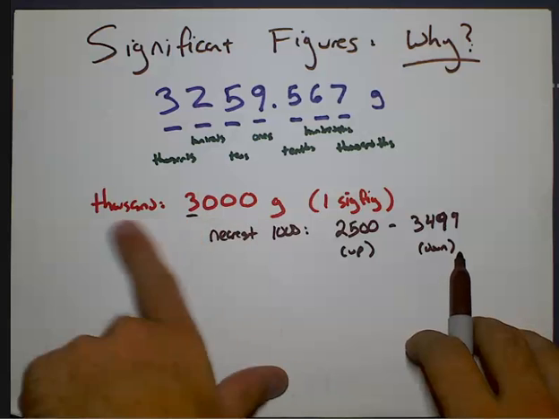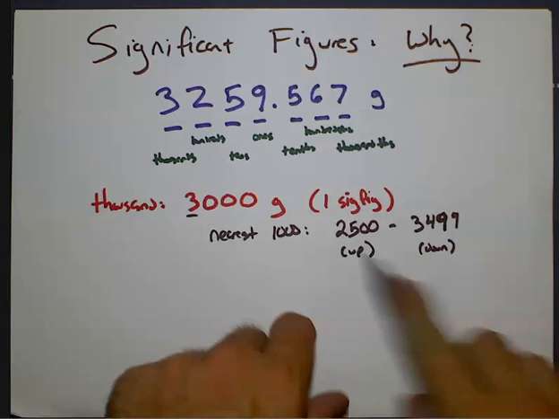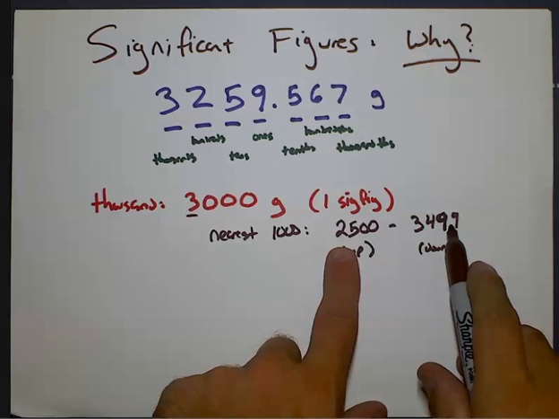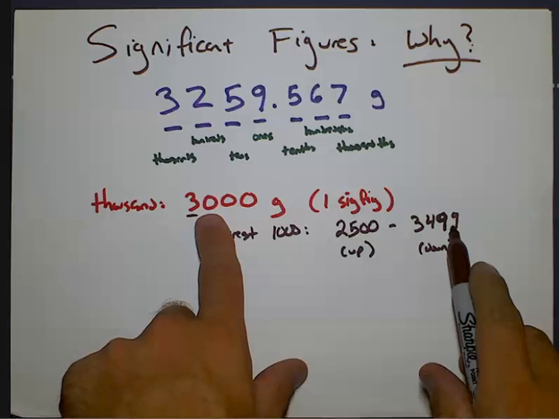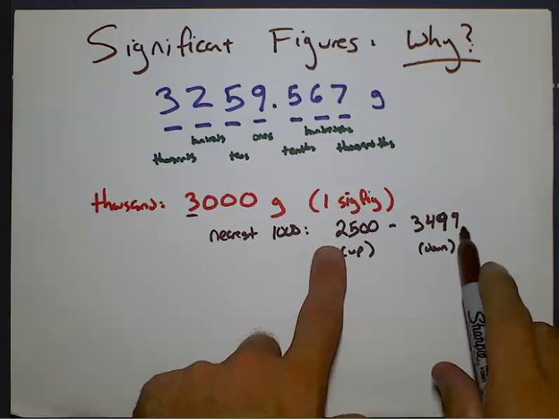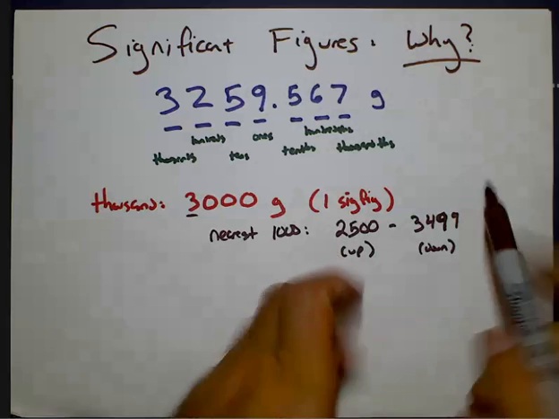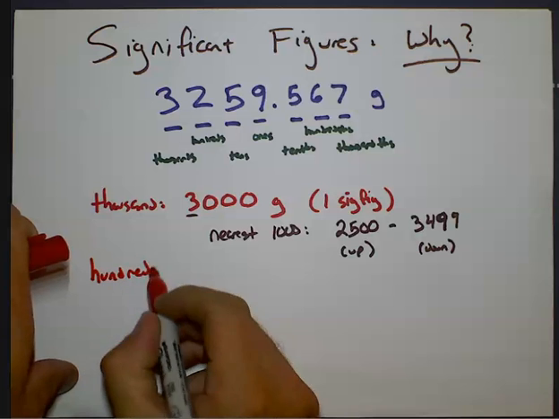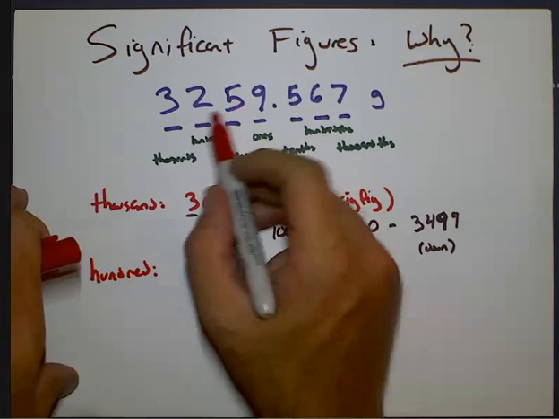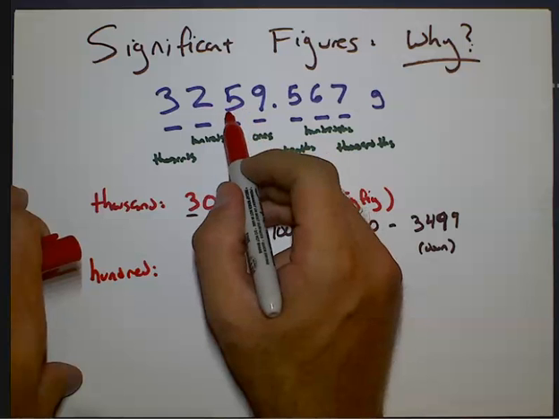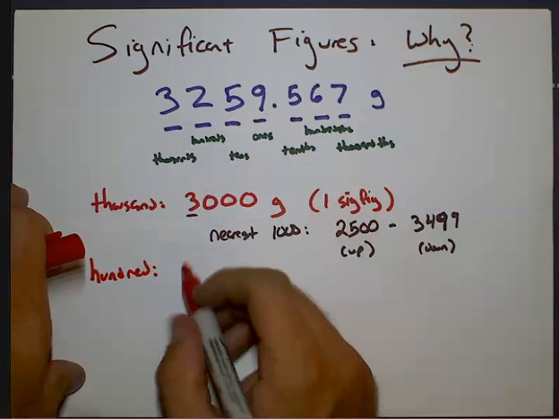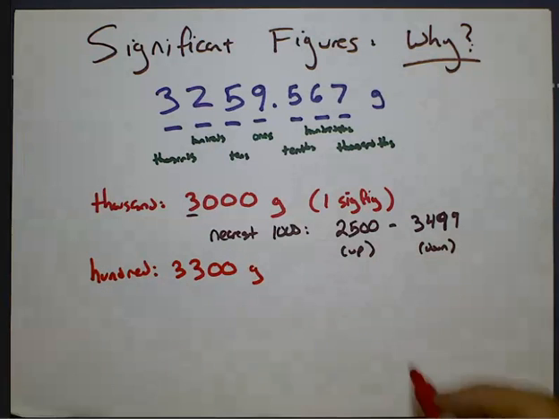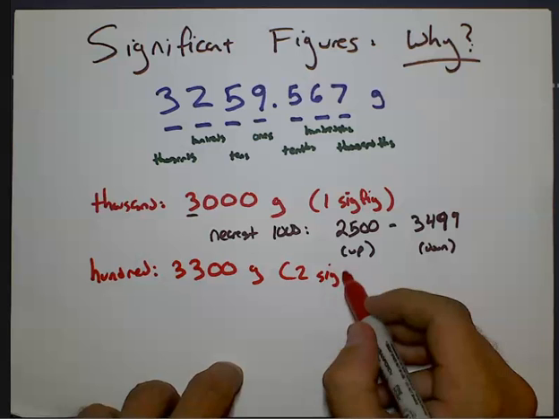The fact that we're rounding to such a large place value means we lose a lot of certainty in the rest of our number. If we're not even sure whether this is between 2,500 and 3,499, speculating as to what is in the hundreds place doesn't really matter, because we've got 1,000 places where we could be anyway. So let's see rounding to the nearest 100. Well, we see this 59. The 5 in the tens place is going to make that 100 round up. So rounding to the nearest 100 would be 3,300 grams, and this one would have 2 significant figures.